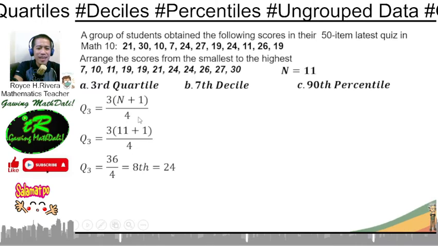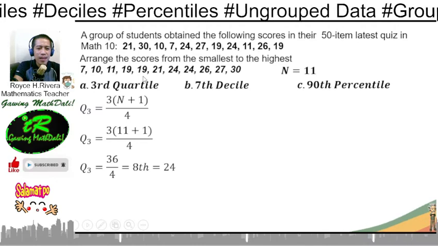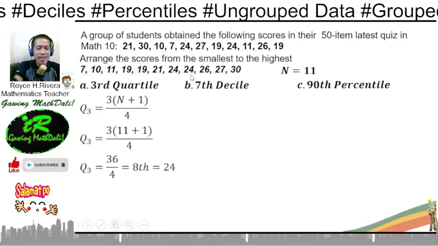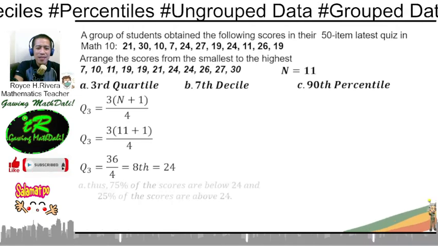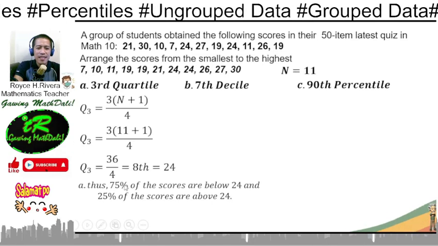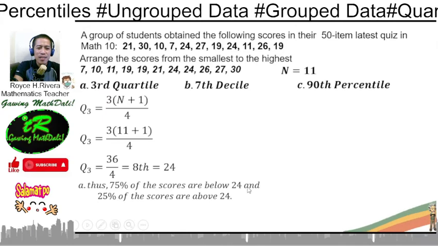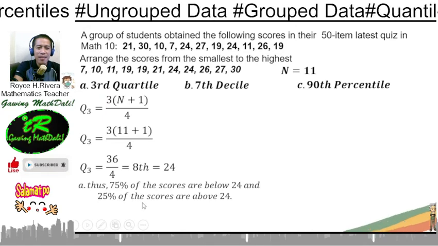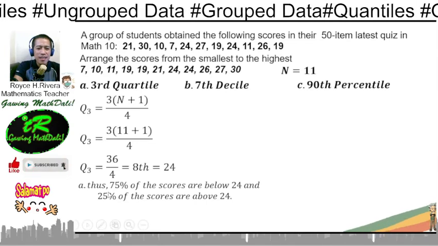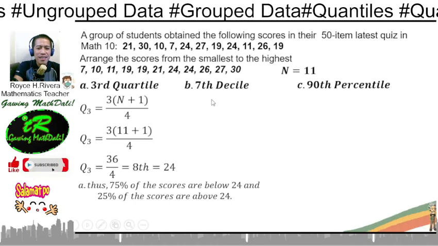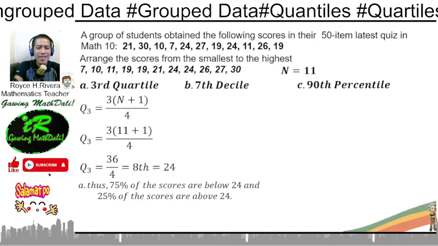So let us double check. From 7, we count 1, 2, 3, 4, 5, 6, 7, 8. So indeed, the 8th data is 24. Therefore, 75% of the scores are below 24 and 25% of the scores are above 24. Remember, each partition is equivalent to 25% in quartiles.